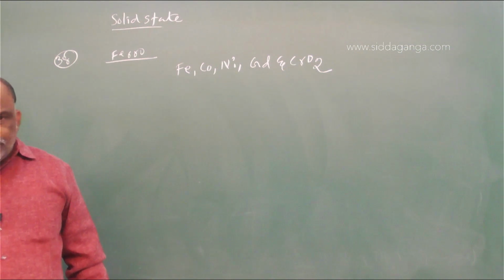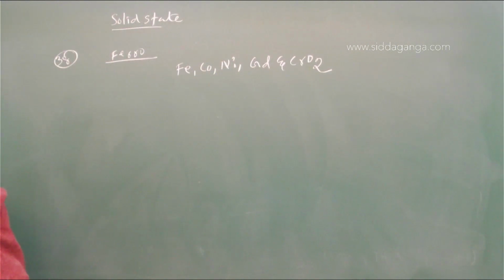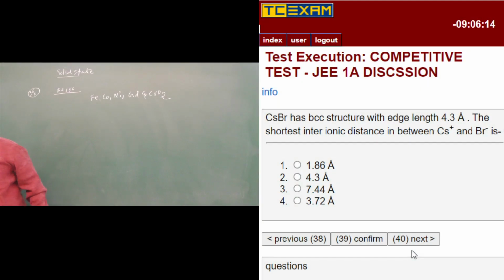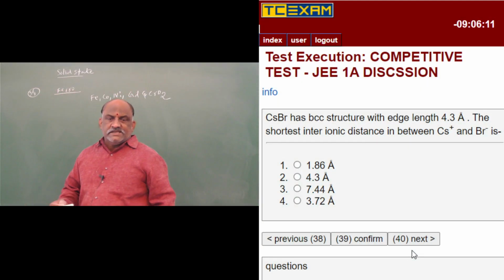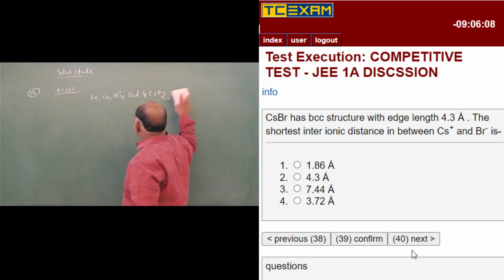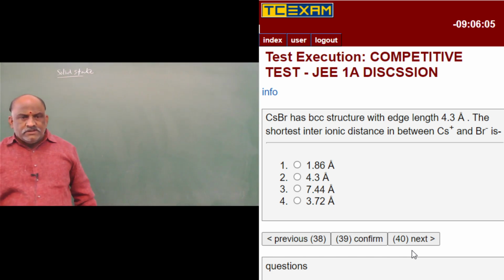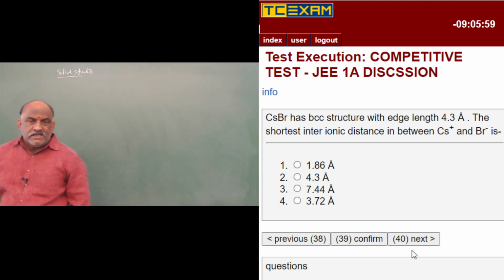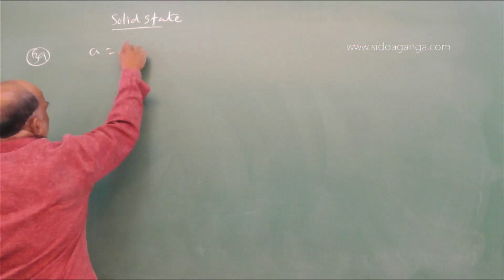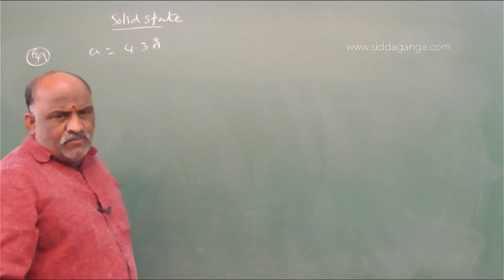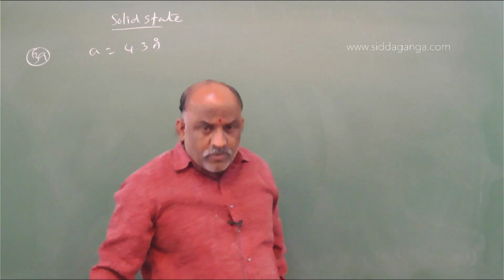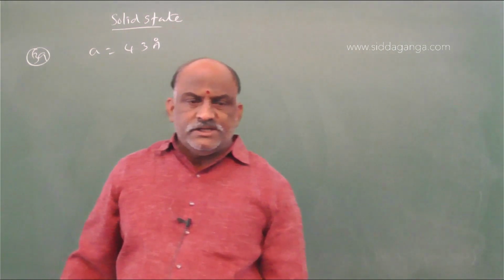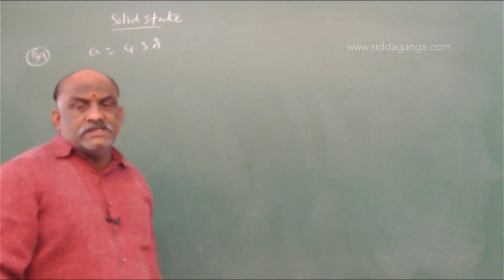Next question, number 39. Cesium bromide has a BCC structure with edge length 4.3 angstroms. What is the shortest inter-ionic distance between Cs plus and Br minus? The edge length a is given as 4.3 angstroms.